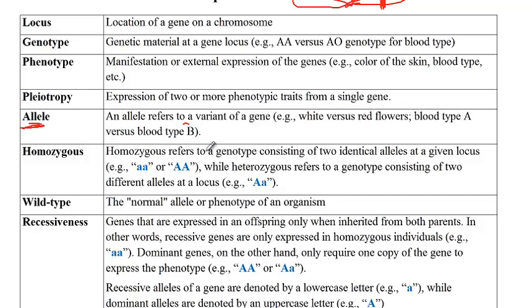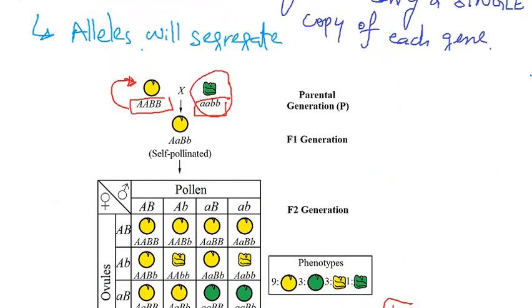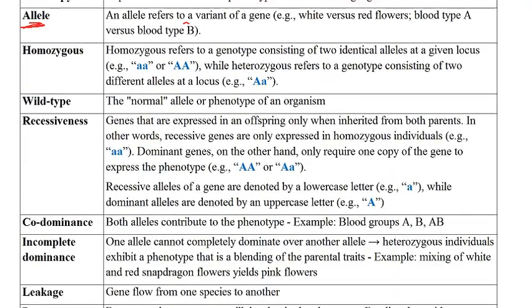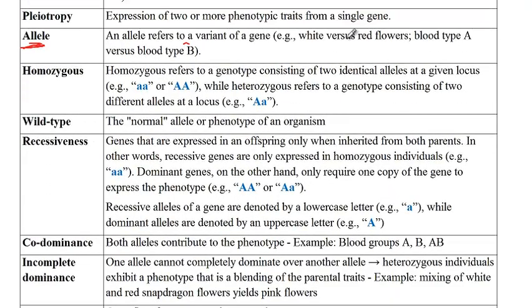Then we have the allele, which is a variant of a gene. For instance, here we had the allele for capital A versus lowercase a, because it was a variant. One was color for yellow, the other one was color for green. Or capital B versus lowercase b. So these are variant of a gene and referred to as allele. Here I've given you some examples. White versus red flower. These are like examples of an allele. Or blood type A versus blood type B. Both of them are the same gene. They are both focusing on the blood type. Same function, I should say, same function gene, but they're different from each other the way they express.